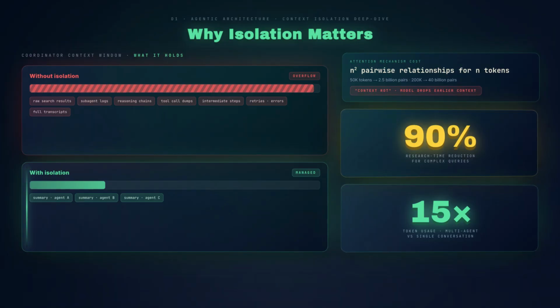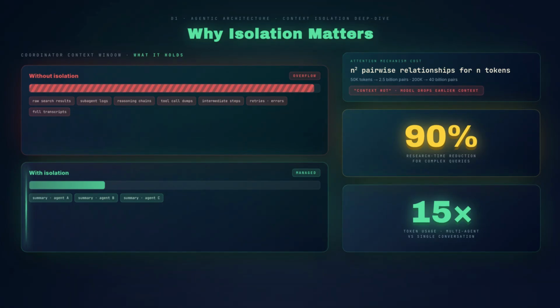Now the performance numbers. For complex research queries, parallel subagents cut research time by up to 90%. The cost. Multi-agent systems use roughly 15 times more tokens than standard conversations. That's the trade. Up to 90% faster in exchange for 15 times more tokens. And here's the finding that ties them together. Token usage alone explains 80% of the performance variance, not model size, not prompt complexity, how many tokens the system uses.